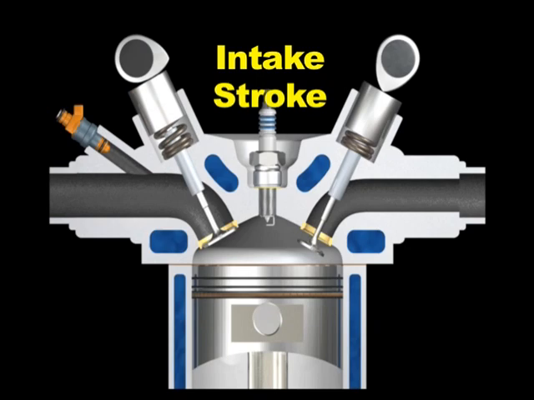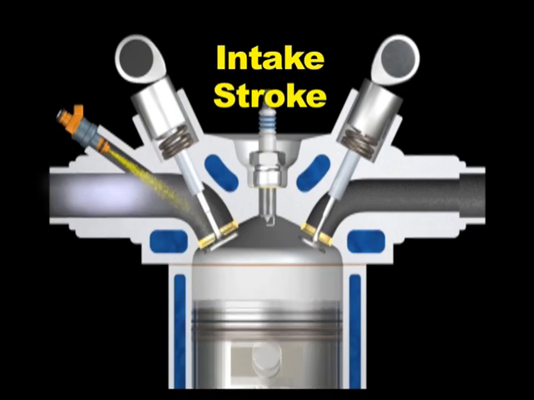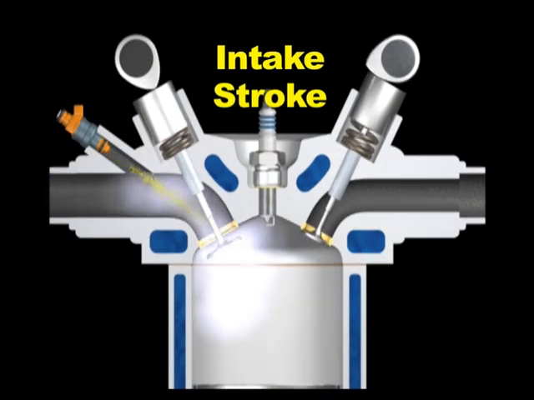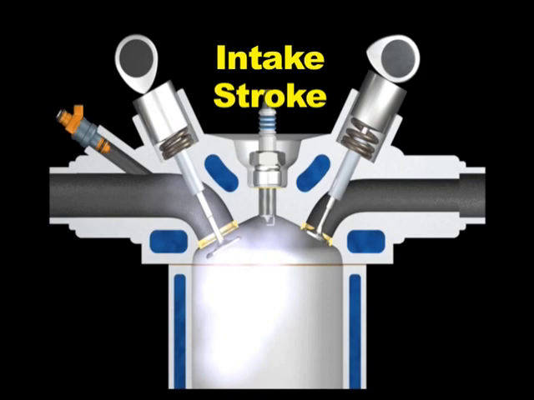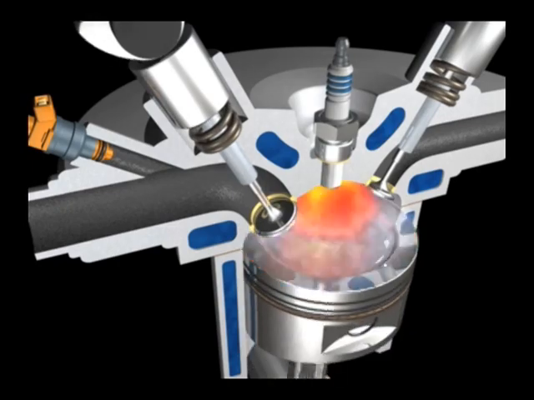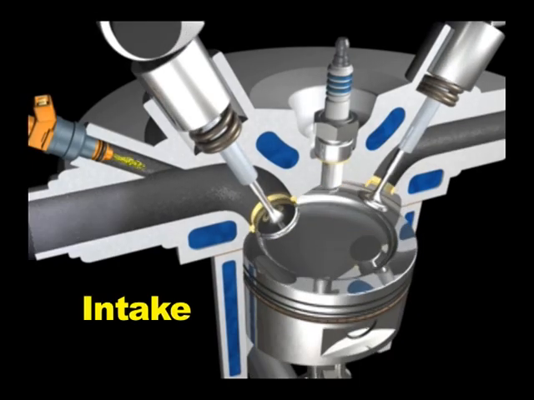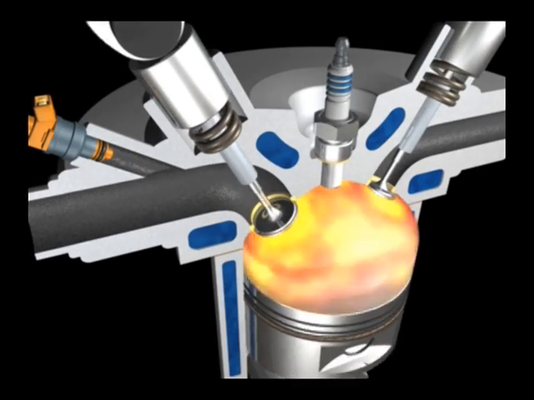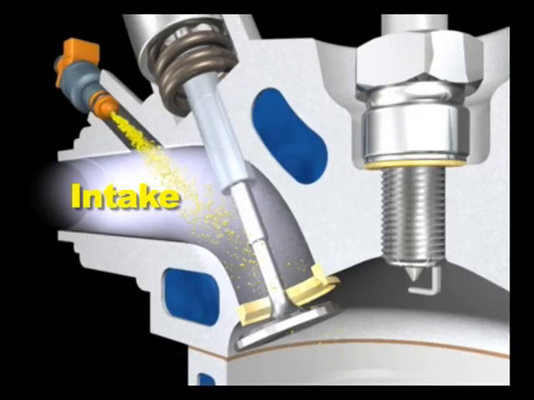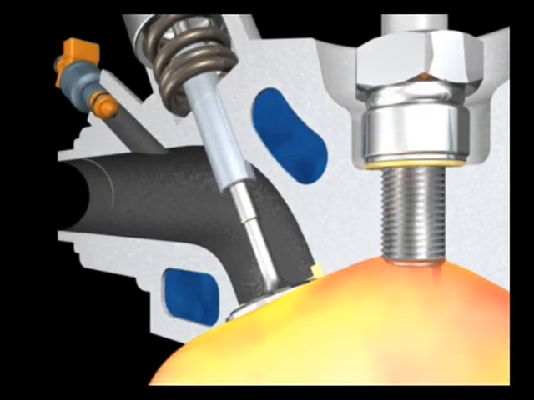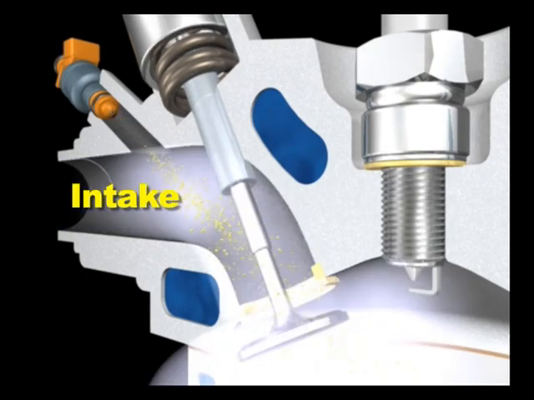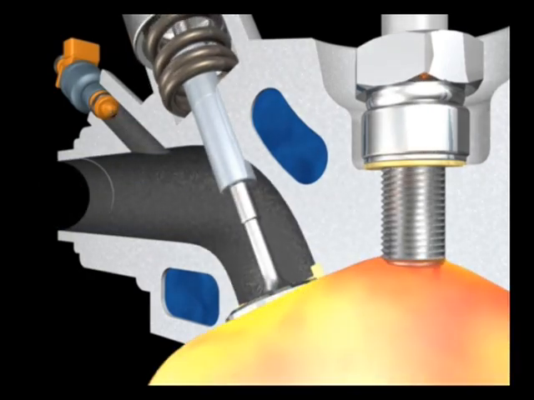The intake stroke draws the air-fuel mixture into the engine's combustion chamber. The piston slides down while the intake valve is open and the exhaust valve is closed. This produces a vacuum, low-pressure area, in the cylinder. Atmospheric pressure, outside air pressure, can then force air and fuel into the combustion chamber.